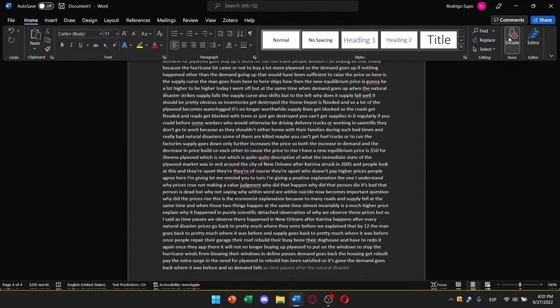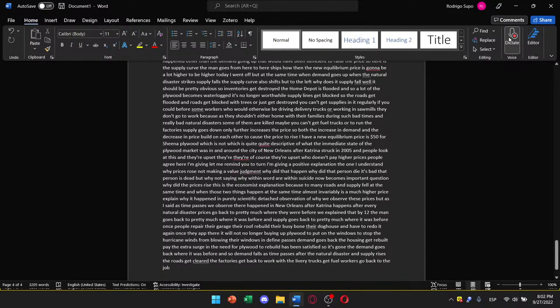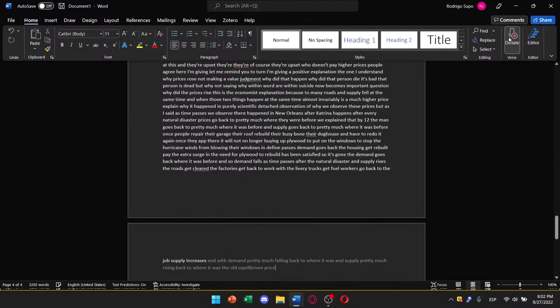And supply rises. The roads get cleared. The factories get back to work. The delivery trucks get fuel. Workers go back to the jobs. Supply increases. And with demand pretty much falling back to where it was, and supply pretty much rising back to where it was, the old equilibrium price, or something close to it, is reestablished.